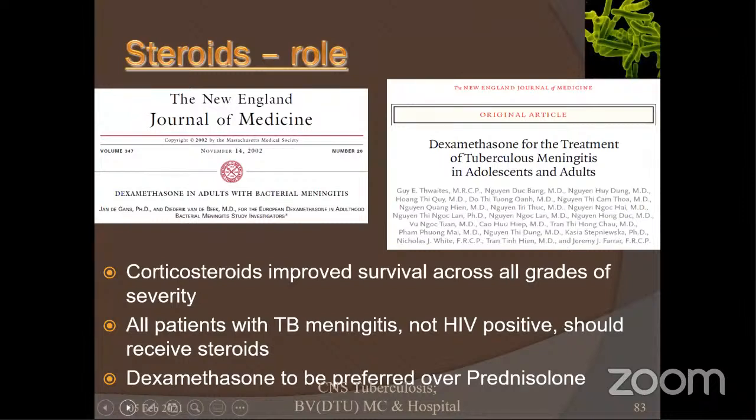Steroids have been studied. Corticosteroids improve survival across all grades of severity. An original article on dexamethasone for treatment of tubercular meningitis in adults has been published, and all patients with TB meningitis, not HIV positive, should receive steroids, and we follow the Thwaites protocol, which I'm going to show in the next slides. Dexamethasone is to be preferred over prednisolone in treatment of these cases.